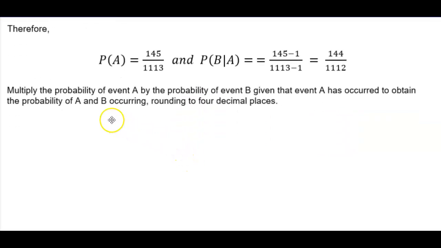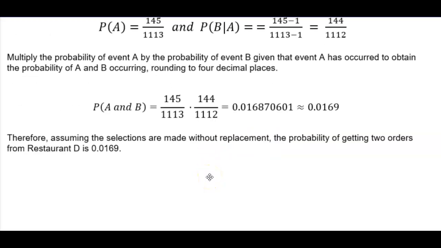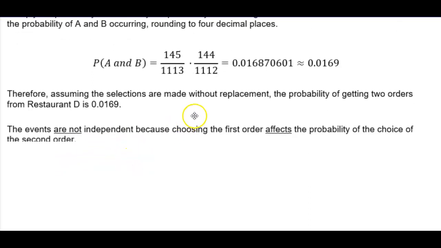Now we multiply the probability of event A by the probability of event B, given that event A has occurred, to obtain the probability of A and B occurring, and round our answer to 4 decimal places. So the probability of A and B is 145 over 1,113 times 144 over 1,112, which gives us the following decimal. Rounded to 4 decimal places, this becomes 0.0169, because that 7 rounds that 8 up. Therefore, assuming the selections are made without replacement, the probability of getting 2 orders from restaurant D is 0.0169. Because this is without replacement, these events are not independent, because choosing the first order affects the probability of the choice of the second order.